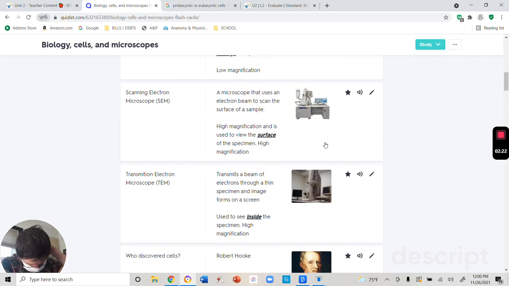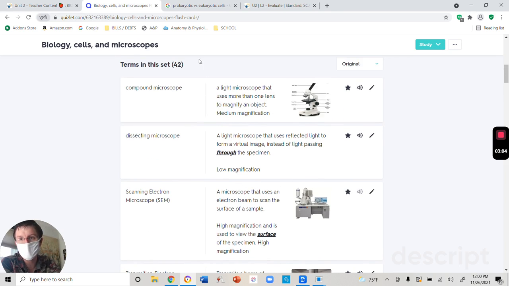It's actually pretty easy to understand the difference between these two. When you think scanning, you think of scanning a barcode, you're looking at the surface of something. When you think transmission, something's going through. So a scanning electron microscope uses electron beams to scan the surface of a sample. That's the critical difference between a scanning electron microscope and a transmission electron microscope. Scanning is just looking at the surface. The transmission is looking through and through.